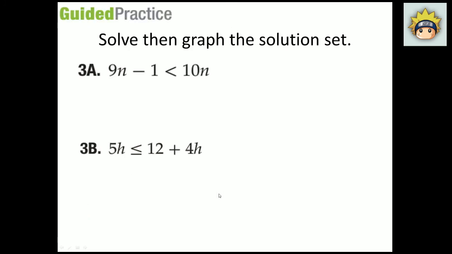Okay, so what I would like you to do now is do the guided practice. Solve, then graph the solution set, 3a and 3b. Please pause the video if you need some time.